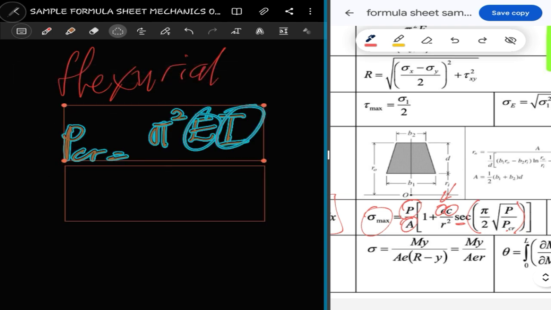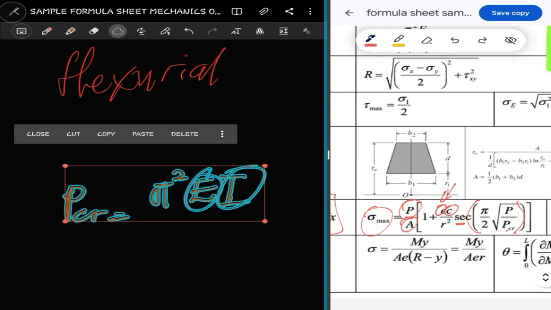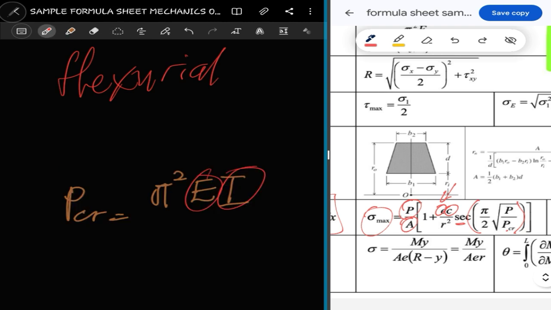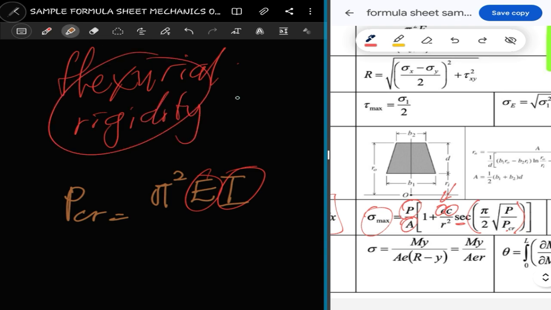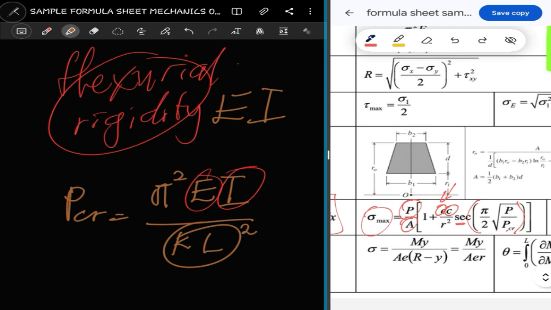At times E is given individually, so you have to find I alone, but at times they are given together as EI, which we call flexural rigidity. So if you see this, it's the same as EI. And then we have K L. This K here is basically the effective length factor.